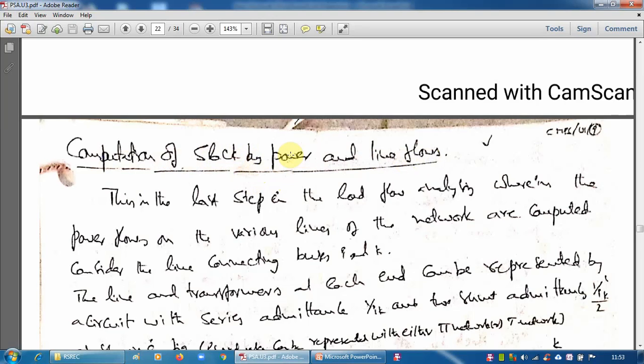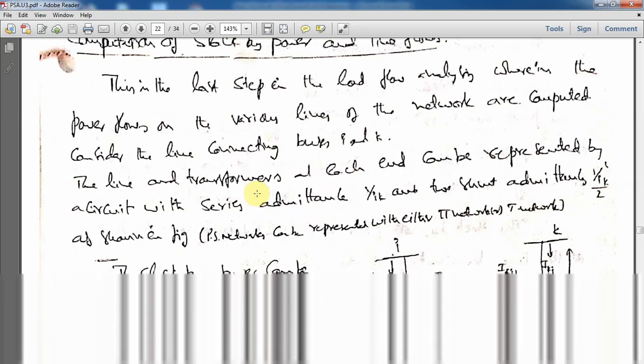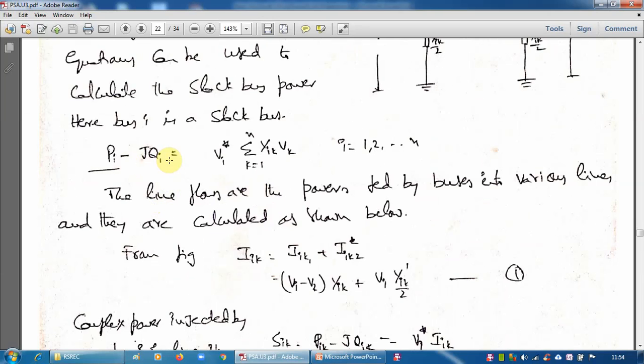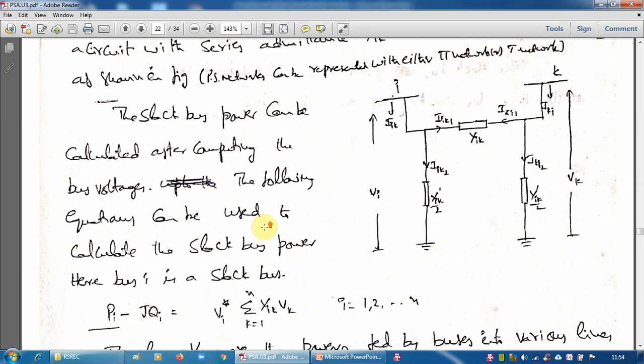So hope you have remembered, the slack bus power is equal to the power loss in the system. The slack bus power represents the total loss of the system. So the slack bus power is nothing but total loss in the system. To calculate that slack bus power, we can derive or frame the equations like this. For example, take one line IK.